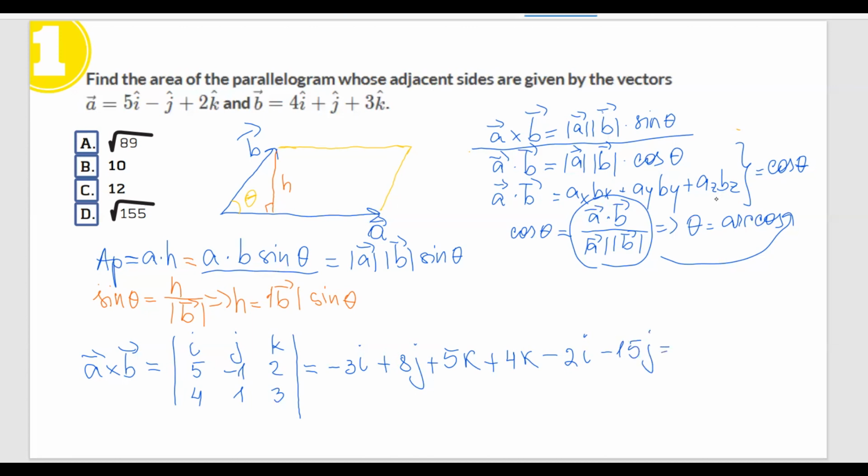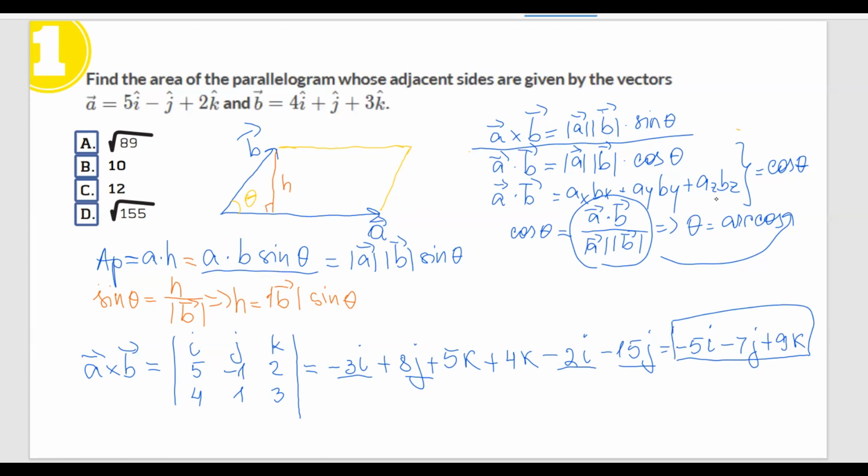So now we're going to add the coefficients with i. Minus 3 minus 2, I get minus 5i. And then j and j, so minus 15 plus 8, I'll get minus 7j and plus 9k. So this is the vector that I get after I do the cross product.